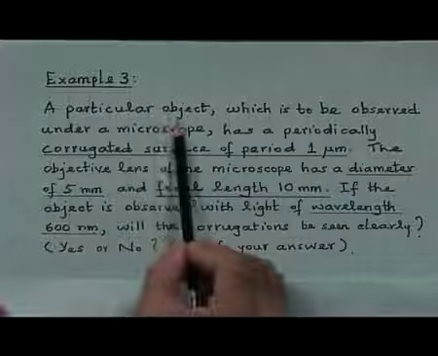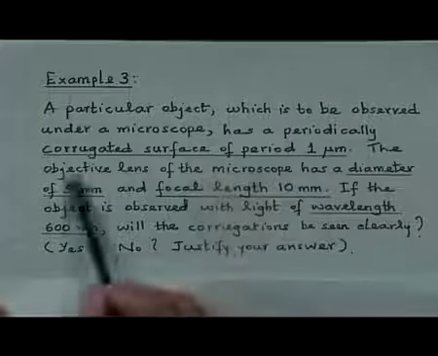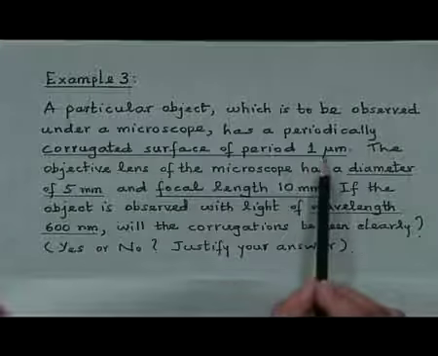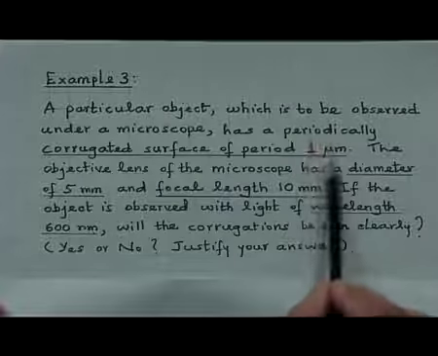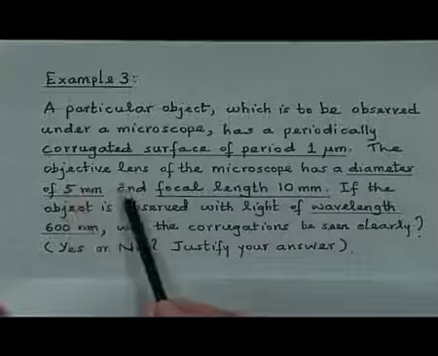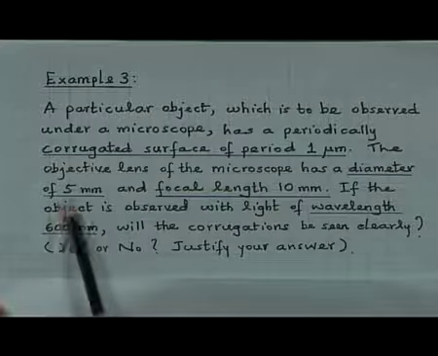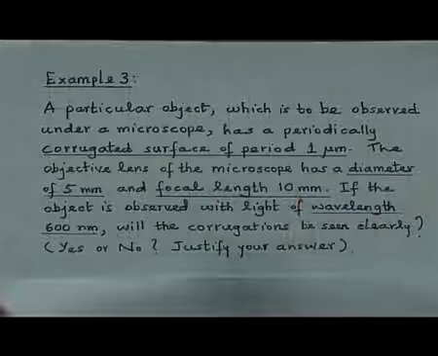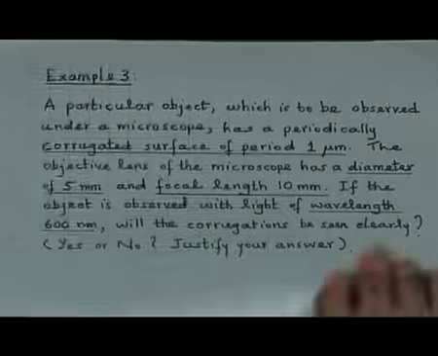Let me repeat again. A particular object which is to be observed under a microscope has a periodically corrugated surface, as I showed you, with a period of 1 micrometer. So you have to resolve separations of 1 micrometer. The objective lens of the microscope has a diameter 5 mm, which means D is 5 mm, focal length 10 mm, and the wavelength of observation is 600 nanometer. Will the corrugations be seen clearly or not? Let us work this out.